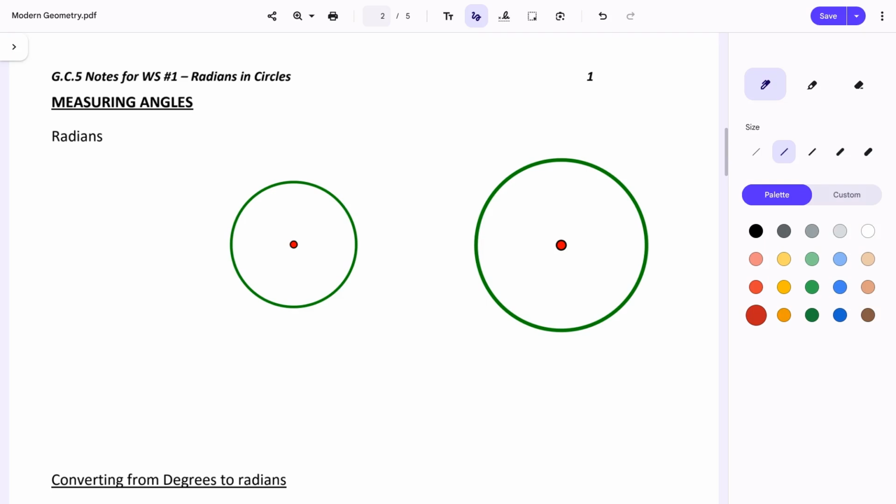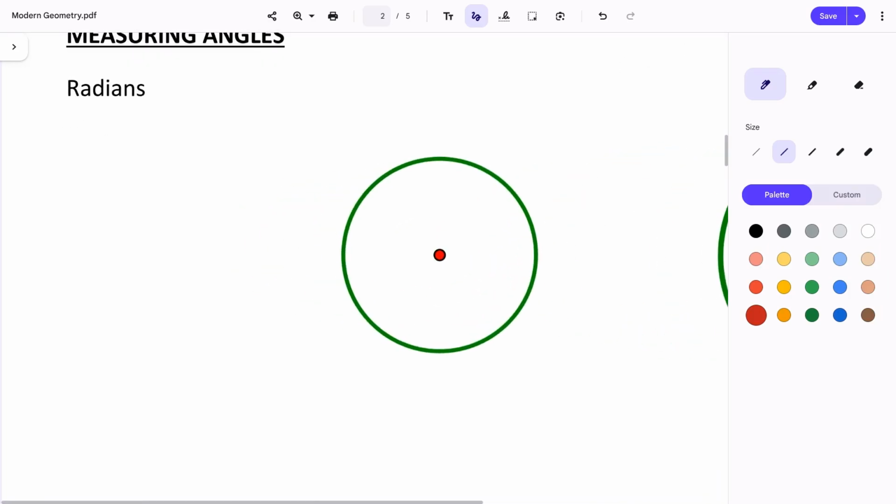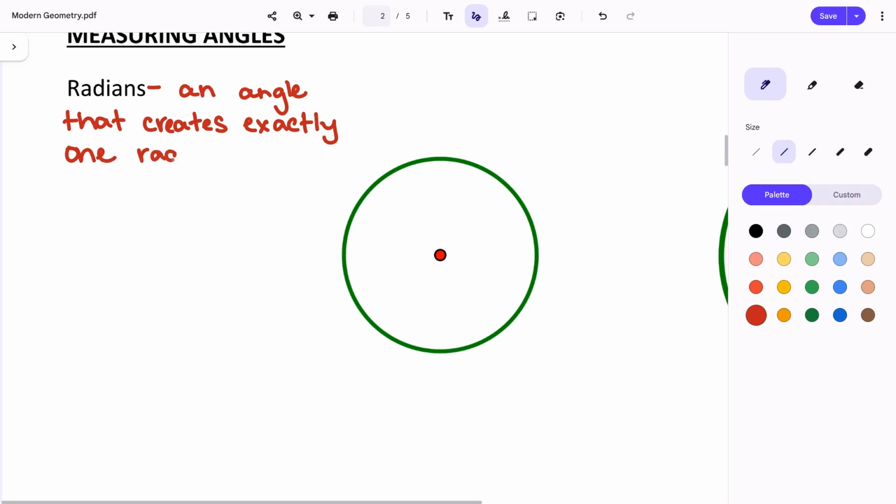So what a radian is, we're going to just write the definition here first. A radian is an angle that creates exactly one radius of arc length.